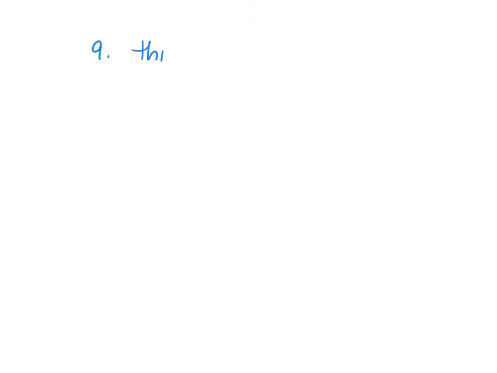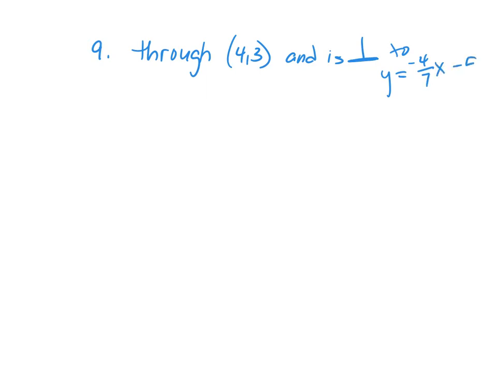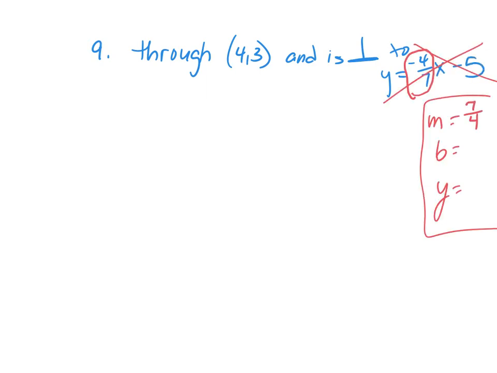This line passes through (4, 3) and is perpendicular, which is an upside down T is the sign for that, to y equals -4/7 x minus 5. So we found that the opposite reciprocal of -4/7 is +7/4, and now we don't need that equation anymore. We just needed the slope off of him, and we needed to do the opposite reciprocal. Make sure you change the sign. Some of you flip it and don't change the sign. Some of you change the sign and don't flip it. So do both.